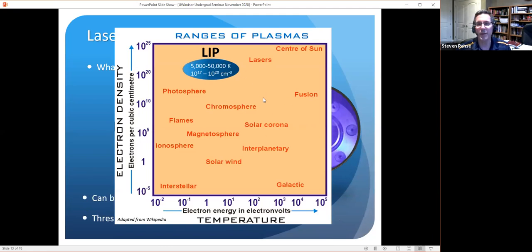So here's the laser-induced plasma. If any of you know anything about plasmas, there's lots of different kinds of plasmas. The center of the sun is a plasma, a laser plasma. These are our laser-induced plasmas. Here's the photosphere of the sun. So we're in this range down here where it's not the hottest of plasmas. It spans 0.1 to 10 eV, somewhere around 1 eV might be right, but it's quite high in electron density compared to a lot of the other plasmas. So we have about 5 to 50,000 Kelvin with 10 to the 17 to 10 to the 20 free electrons per cubic centimeter. This is just for people who know a little bit about plasmas.